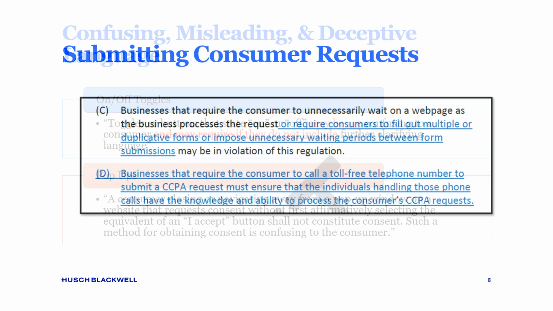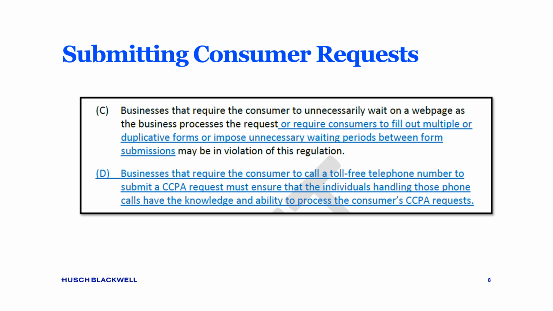Okay, moving on. The agency also has proposed adding some additional language to Regulation 7004 subsection A5. This section requires businesses to not create unnecessary burden or friction when a consumer submits a request. And so here the agency is proposing to add language that states that requiring consumers to fill out multiple or duplicative forms can be a CCPA violation. The agency also has proposed language saying that individuals who handle requests through a toll-free telephone number must know how to process CCPA requests.